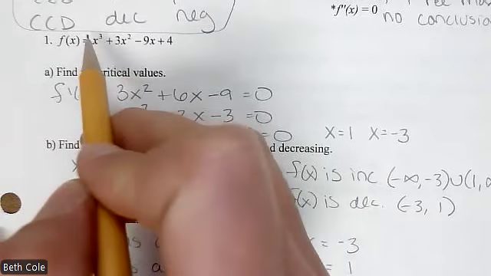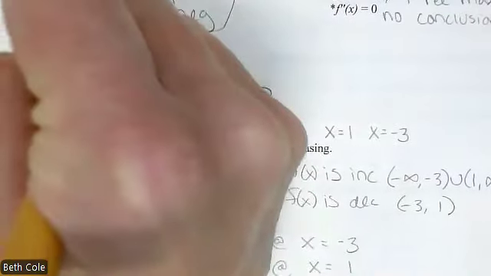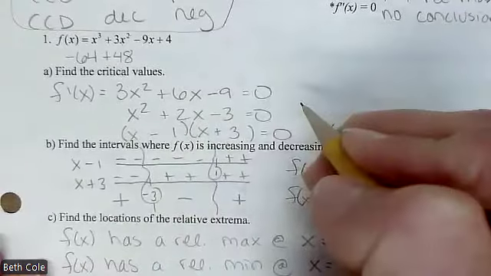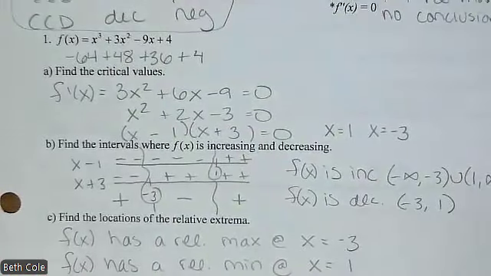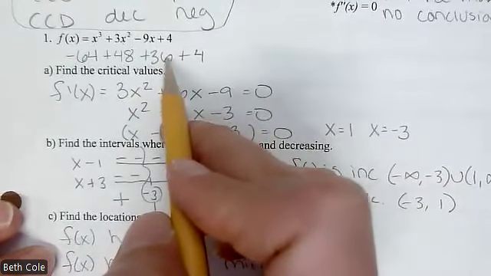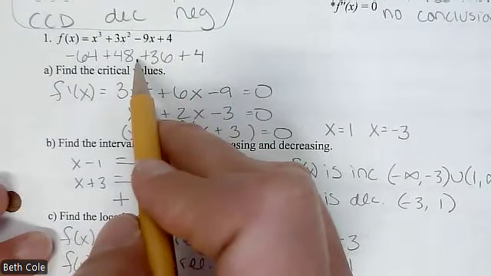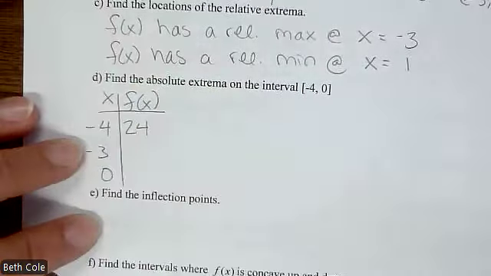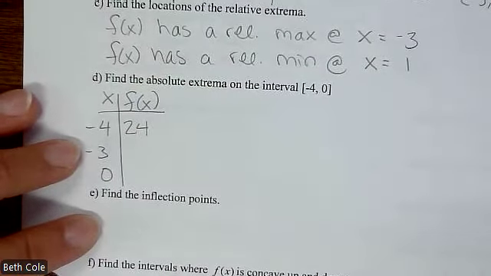If you plug in -4, what is -4 cubed? -64. -4 squared is 16 times 3, 48. -4 times -9, +36, and then +4. Usually what I'll do is group together all the positive numbers and then all the negative numbers. 36 and 4 is 40, plus 48 would be 88, minus 64, so 24. Good, we battled through it. You need to be able to do that. It's a skill that you're going to have to be able to get through.